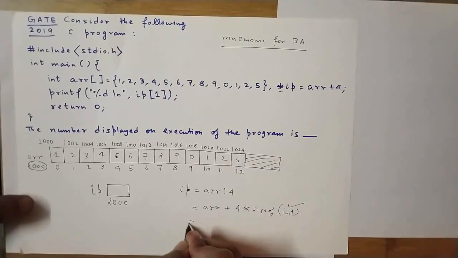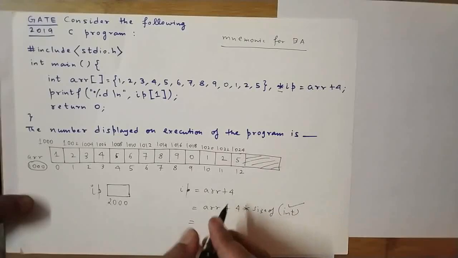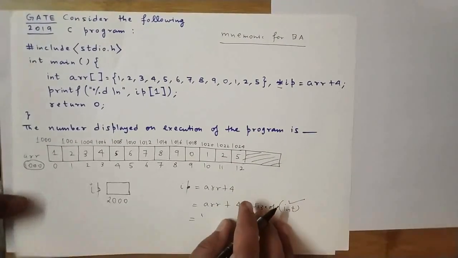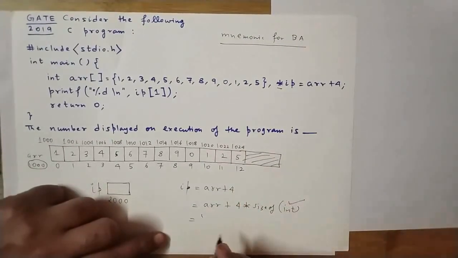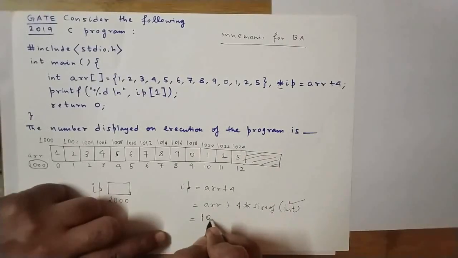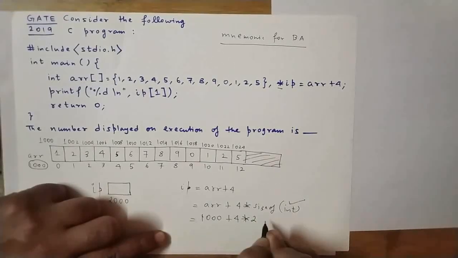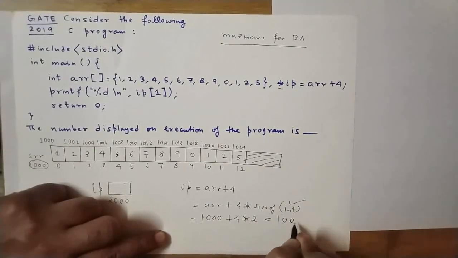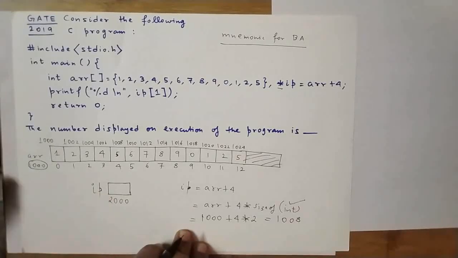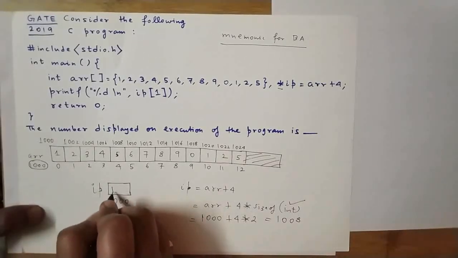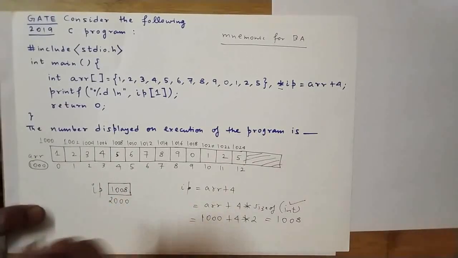Now the value of arr, as we know, is 1000. So 1000 plus 4 into size of int. I have assumed it to be 2. So this will come to be 1008. That means the variable IP gets a value of 1008.